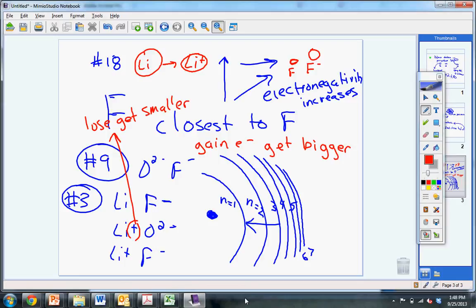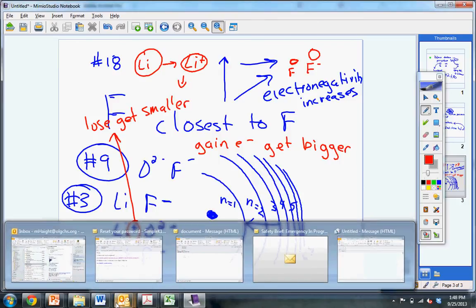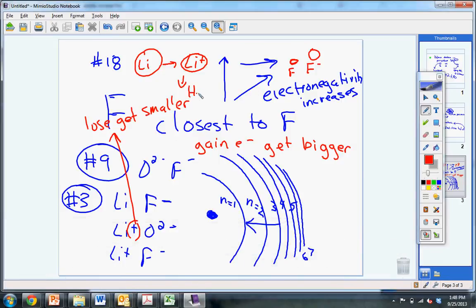And if F gains 1, it's going to about double in size, but still not exactly the same. Li plus is isoelectronic with, or has the same electron configuration as, what? Lithium plus is going to be helium. This guy is going to be neon. So there's a big difference between helium and neon.